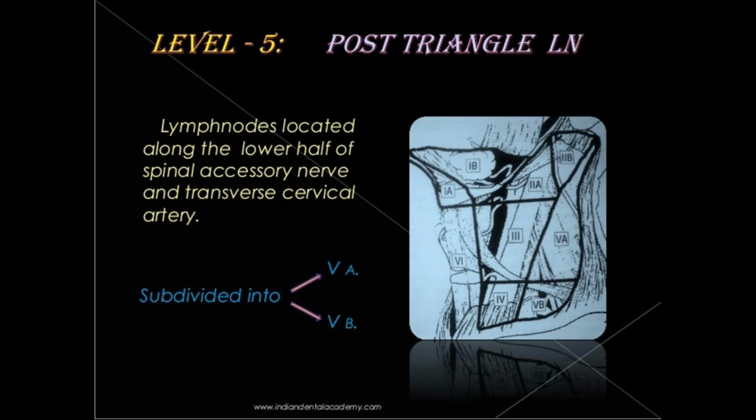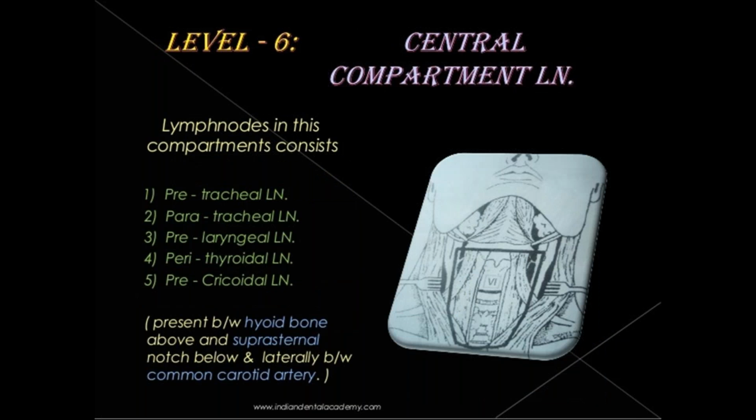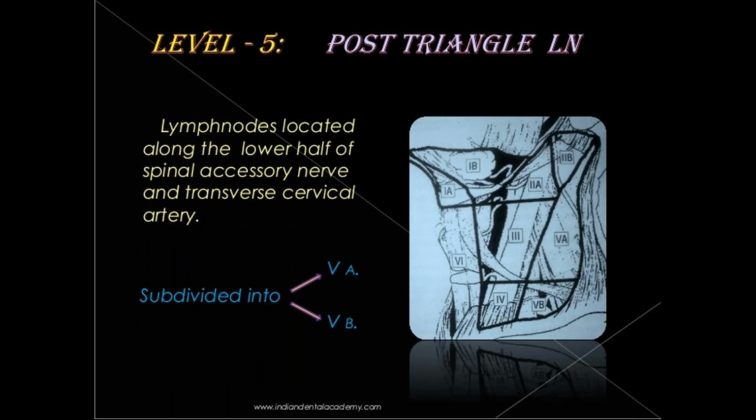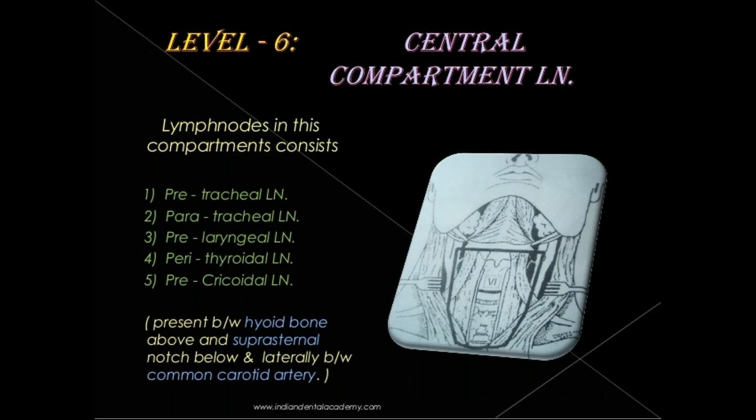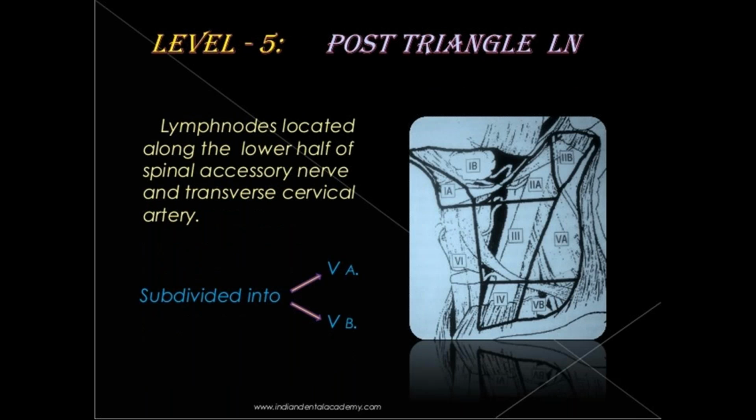So level 5 includes the posterior triangle lymph nodes. These are lymph nodes located along the lower half of the spinal accessory nerve and the transverse cervical artery. It is again subdivided into 5A and 5B. So the posterior triangle is divided into 5A and 5B by the omohyoid muscle.